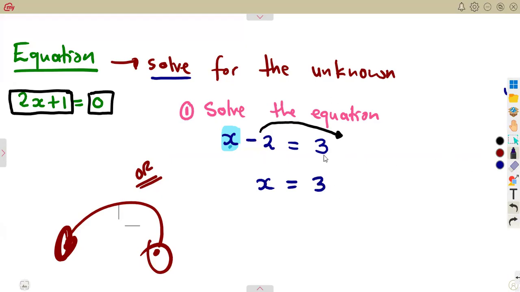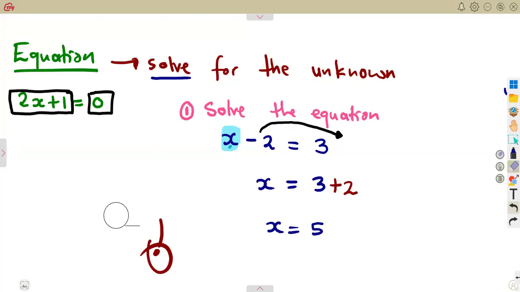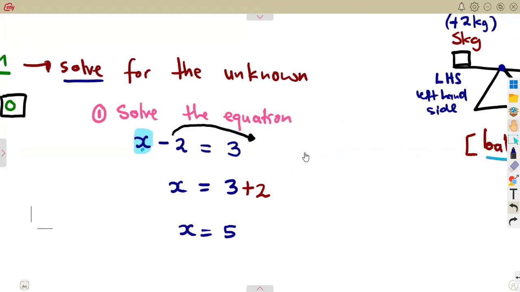But the moment it jumps, what is going to happen? It changes the sign. It was a minus, so it will be a plus 2. Jump the equal sign, change sign. So x is equal to 3 plus 2, which is a 5. As you can see, we are obtaining the same value of x using this concept. A number can simply jump and change the sign.